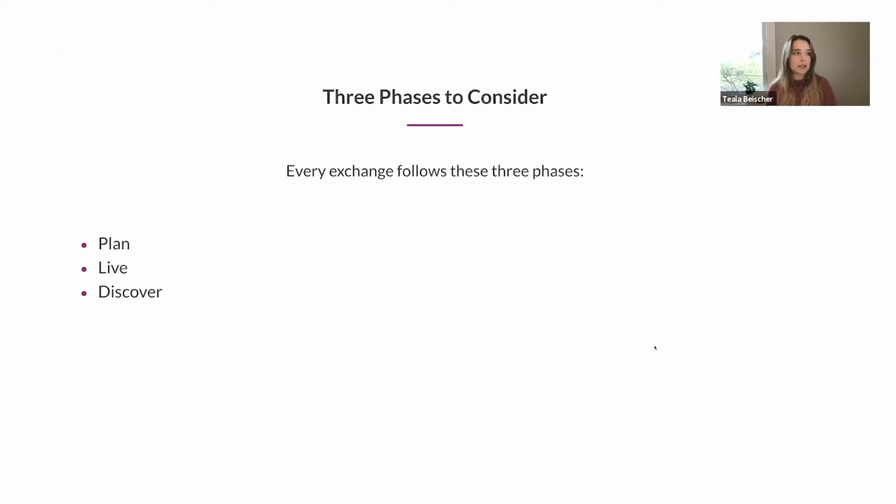So what are those three areas to consider in each plan? The first is plan, the second is live, and the third is discover. And those are really the phases that an exchange goes through. You start with the planning phase or the pre-live, then you go live, and that's the period where your participants are sharing and starring thoughts. And then discover is once it's closed, when you're working with your data and sharing your results back.